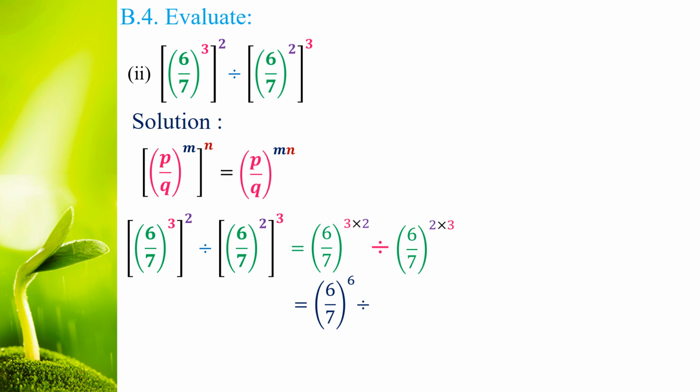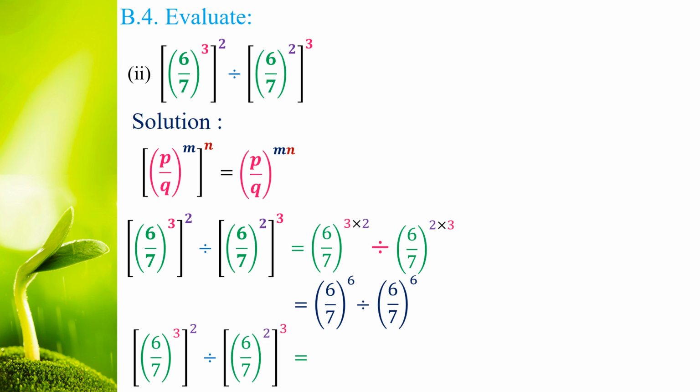So we will get 6 by 7 to the power 6 divided by 6 by 7 to the power 6. So, 6 by 7 to the power 3 whole power 2 divided by 6 by 7 to the power 2 whole power 3 equals. Here, the base and the powers are equal, so we are going to use this law. P by Q to the power m divided by P by Q to the power m equals P by Q to the power m minus m.